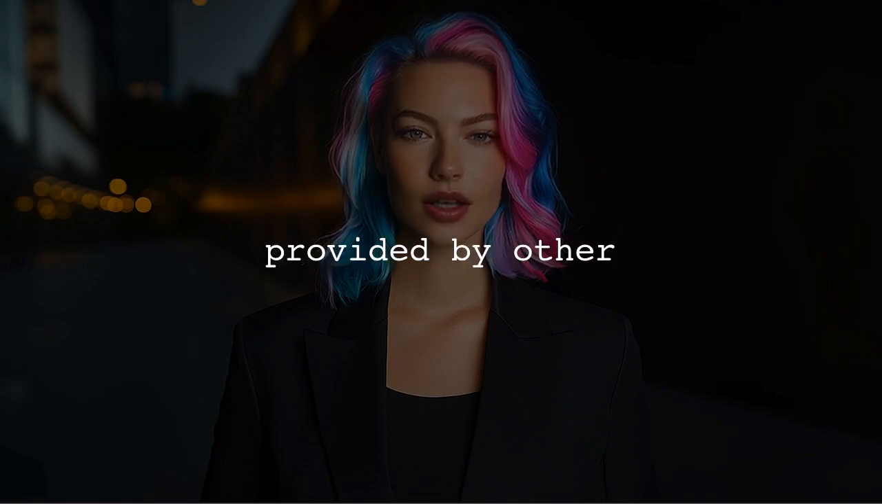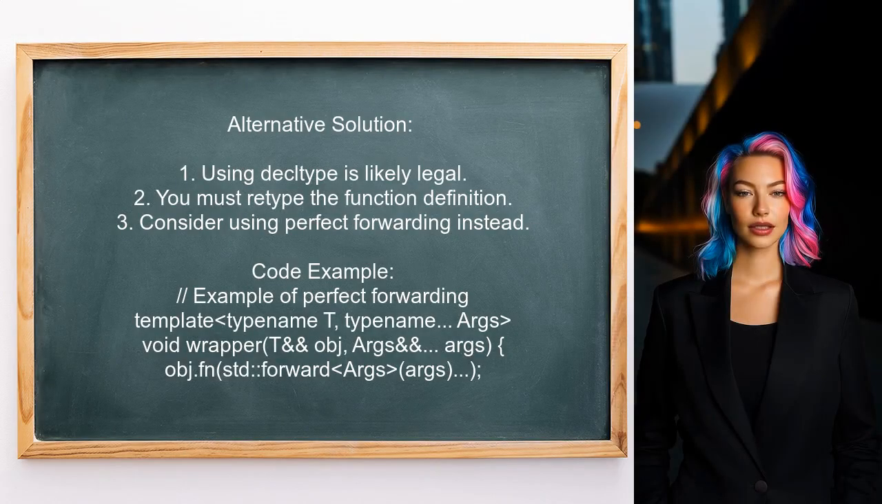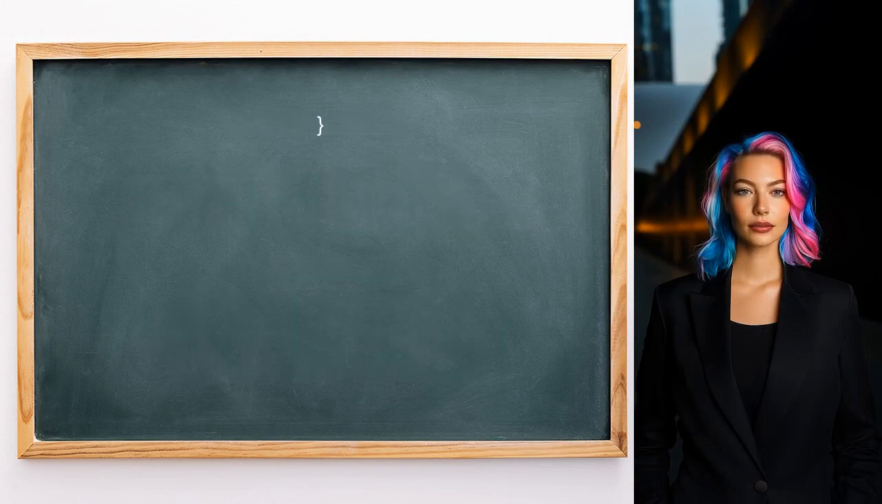Now let's look at the answers provided by other users. The user believes that using decltype to declare the function type is legal, but notes that you will need to retype the function definition. They suggest considering perfect forwarding as an alternative approach.